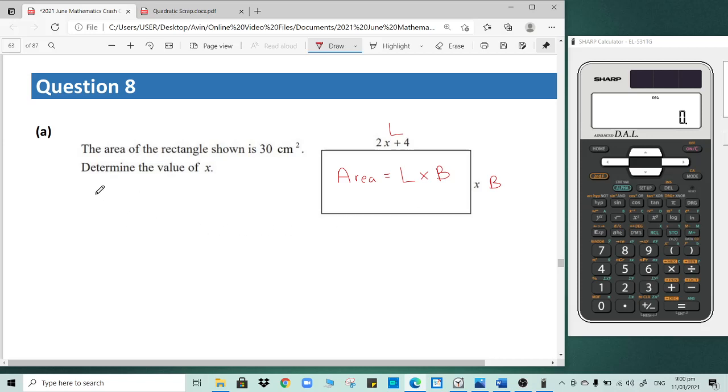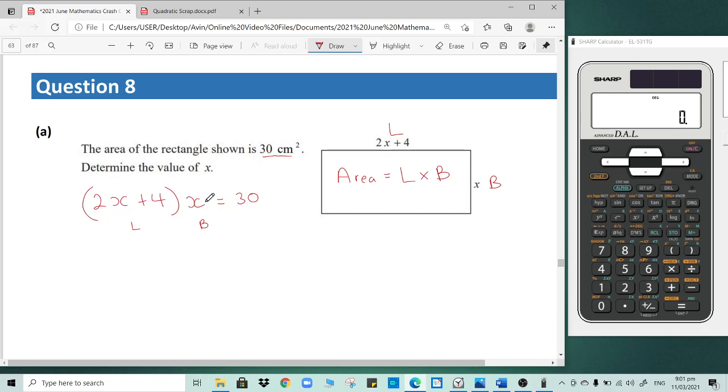So our length is 2x plus 4. Now we have to make sure and put this in brackets because we want to multiply the whole length by the breadth, and the breadth is just simply x. So we have our length, we have our breadth, and if we multiply this out, we are supposed to get the area. Now the examiner was kind enough to give us the area, which is 30.